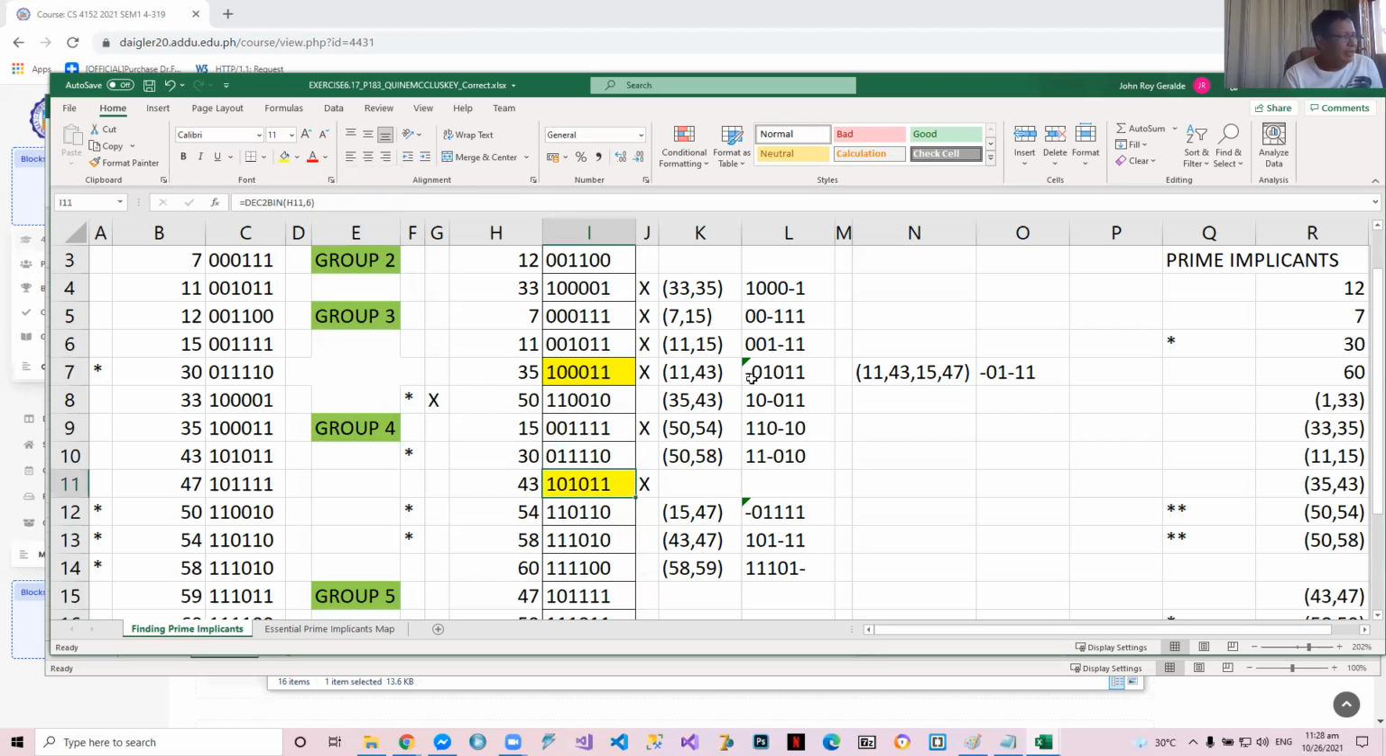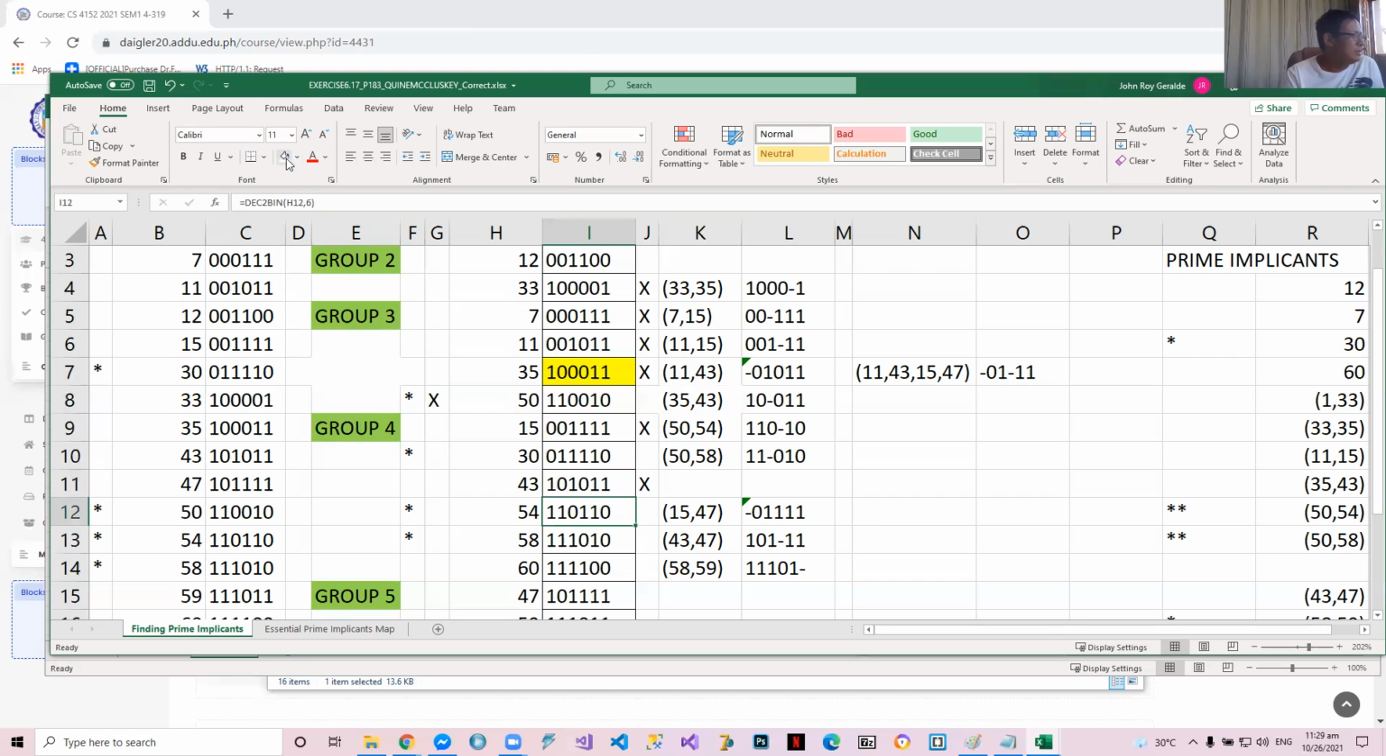So 11 and 43. No, 35 and 43, ito. They differ in the third. Okay, do you follow? So we have 1, 0, 0, 1, 1. Okay, so we'll take out 43 because we have 35 and 43. We'll set this to white. We'll also set this to white.